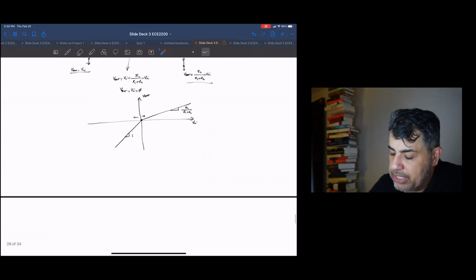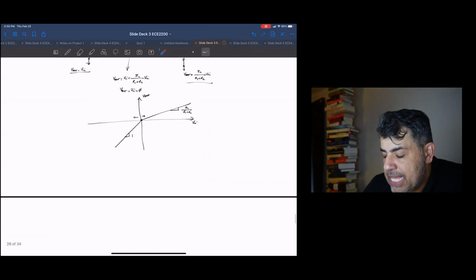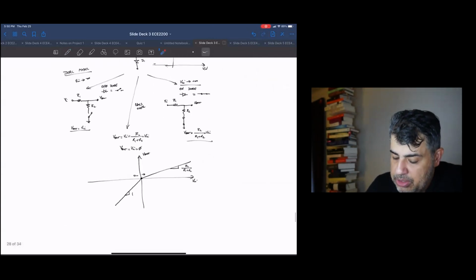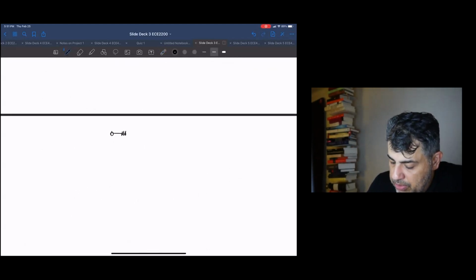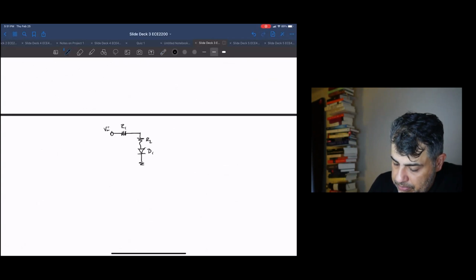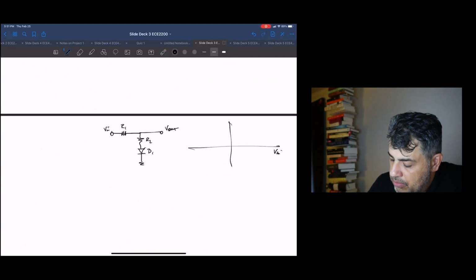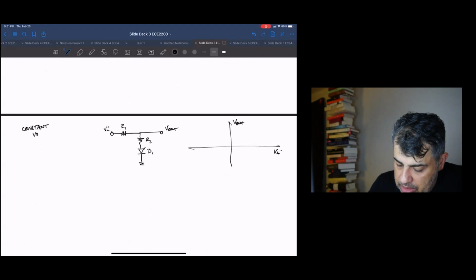Okay. So that was the ideal model. So now we're going to solve exactly the same circuit for the constant voltage model. So let me just redraw the circuit so we have it in front of ourselves. And again, we want to plot V in versus V out. So this is for the constant voltage model.